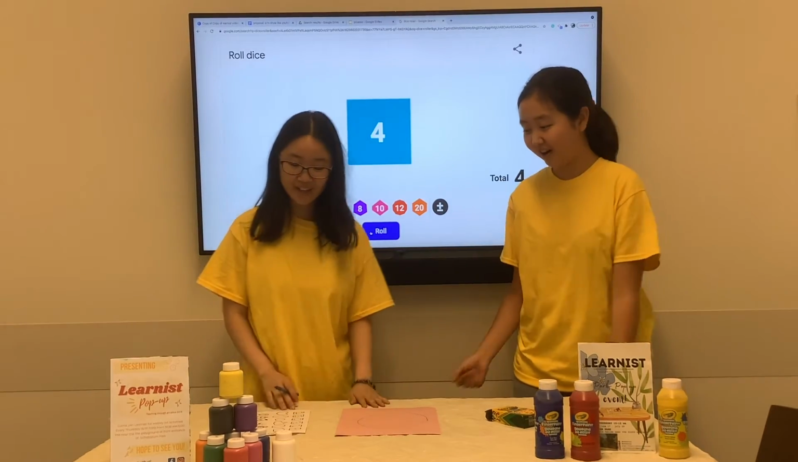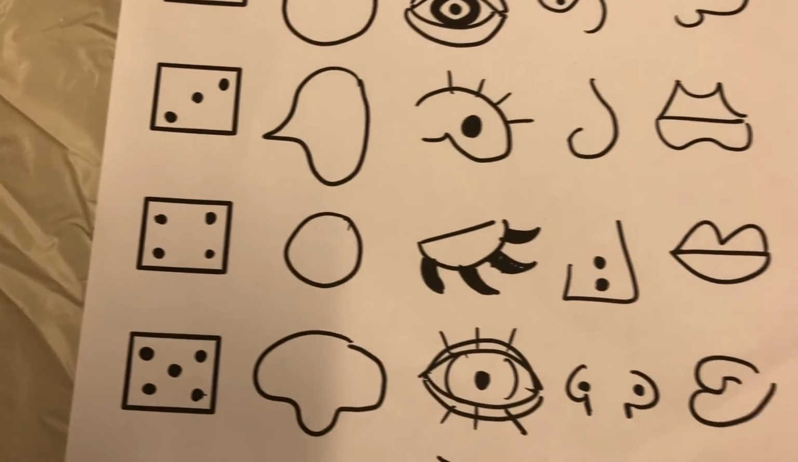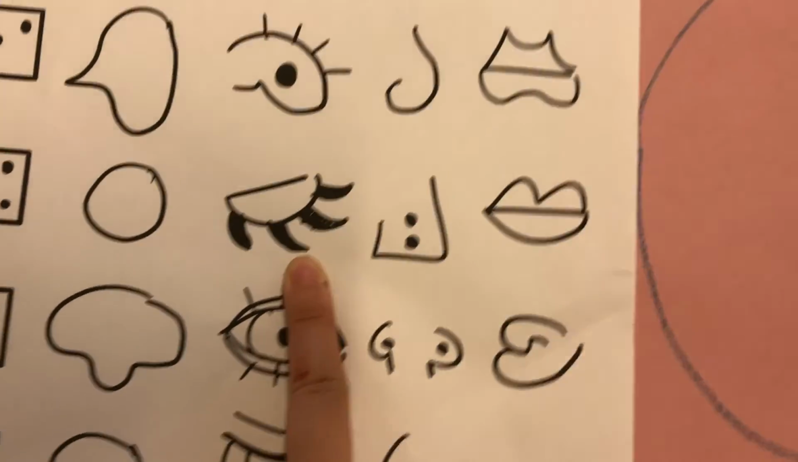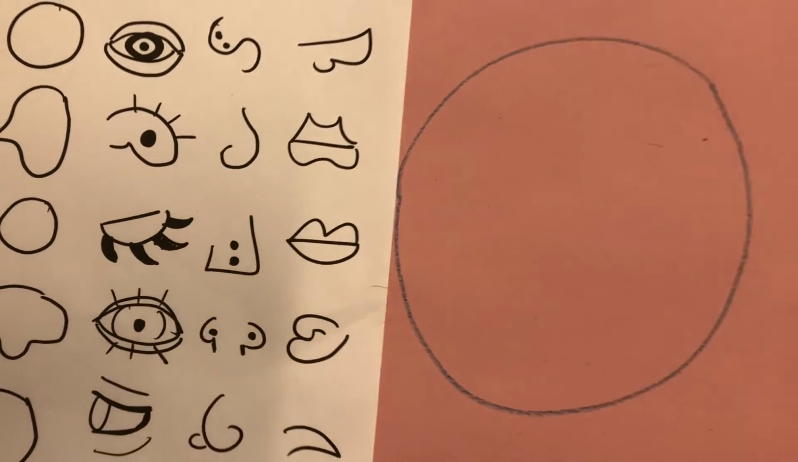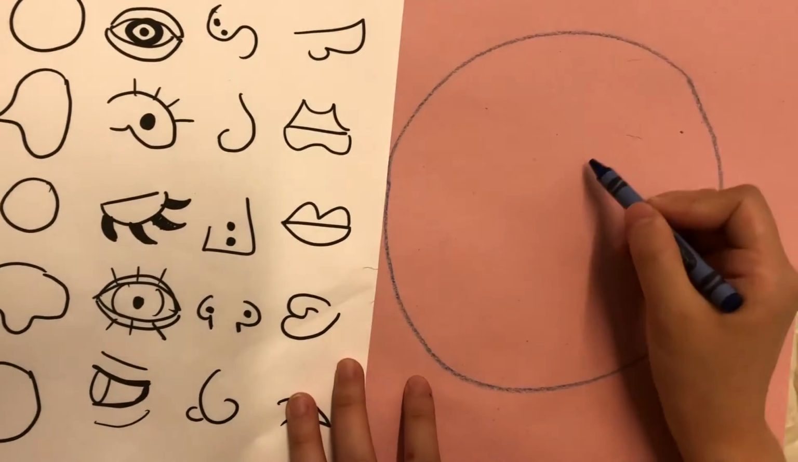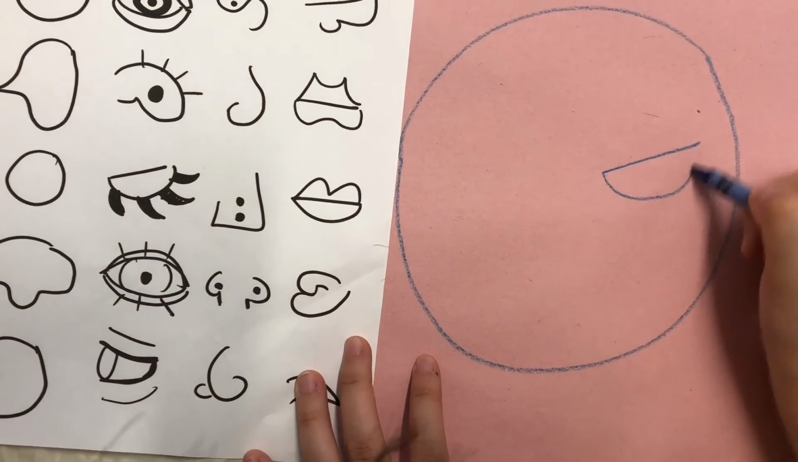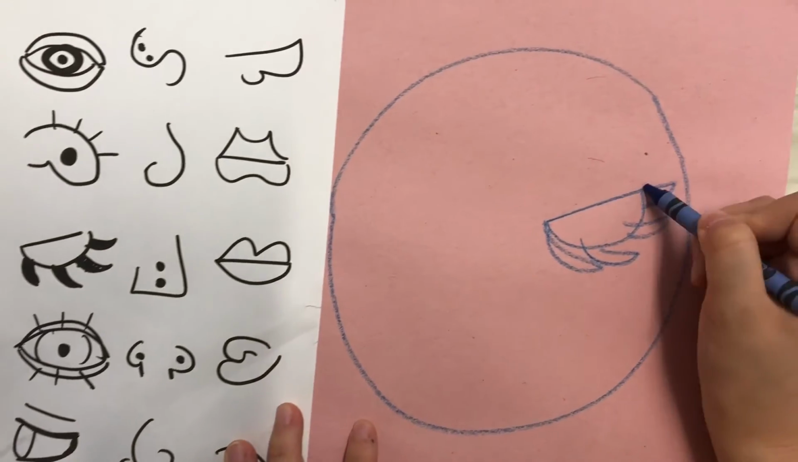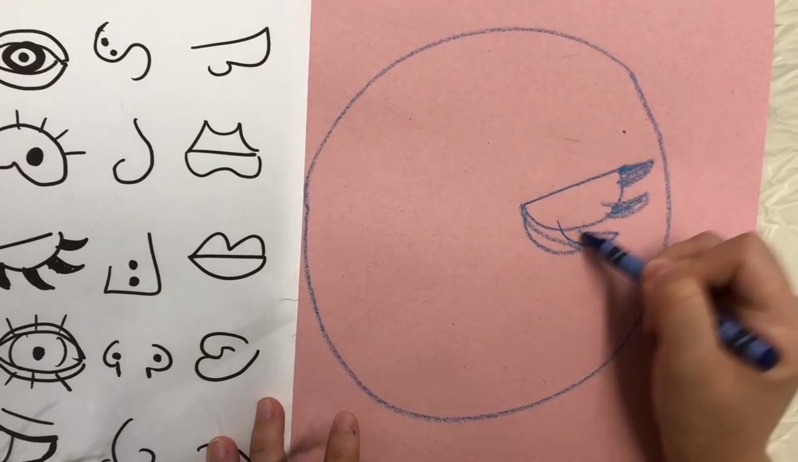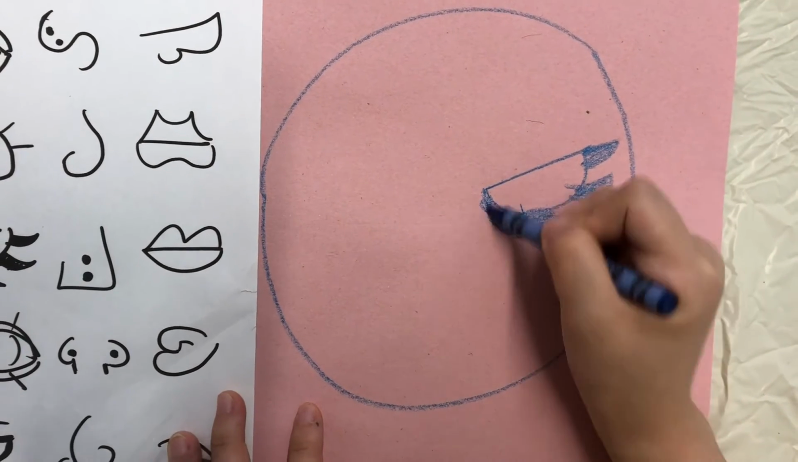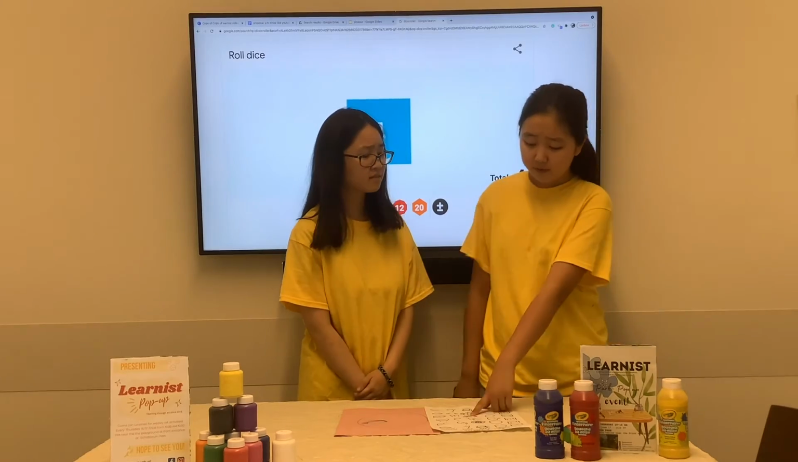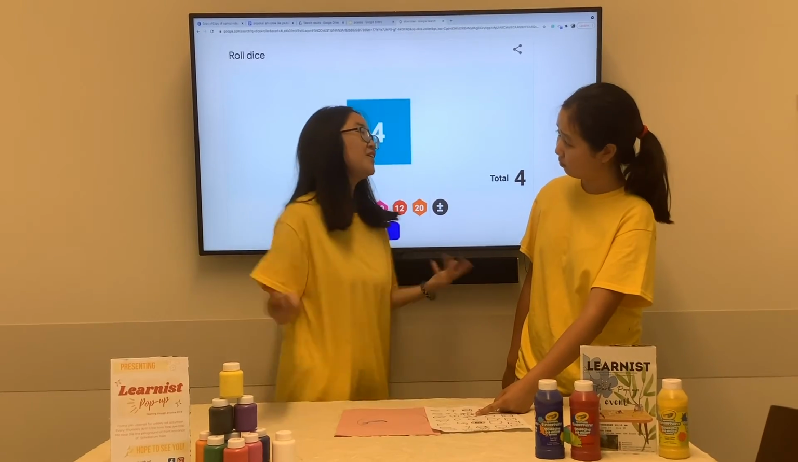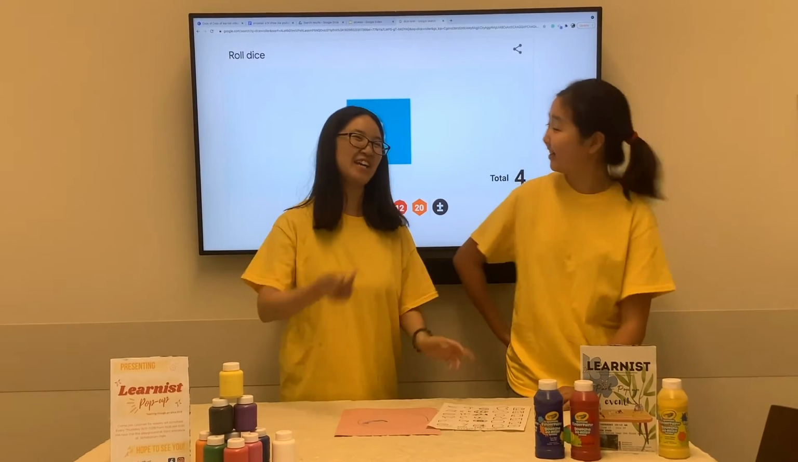Another 4. So for 4, we draw. Wow, that's a super cool eye. I know, doesn't it look great? Let's draw this eye here, just like this, and it's gonna have really long eyelashes. I wanna color it in. What if I drew the eye and it doesn't look like that? It's totally okay. You can draw whatever eye you want.